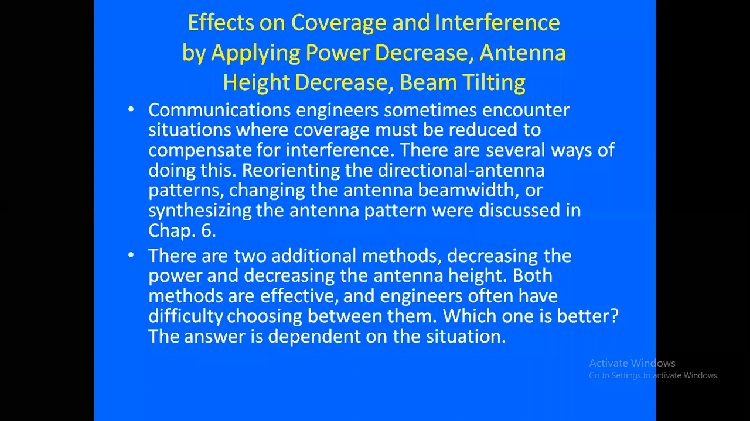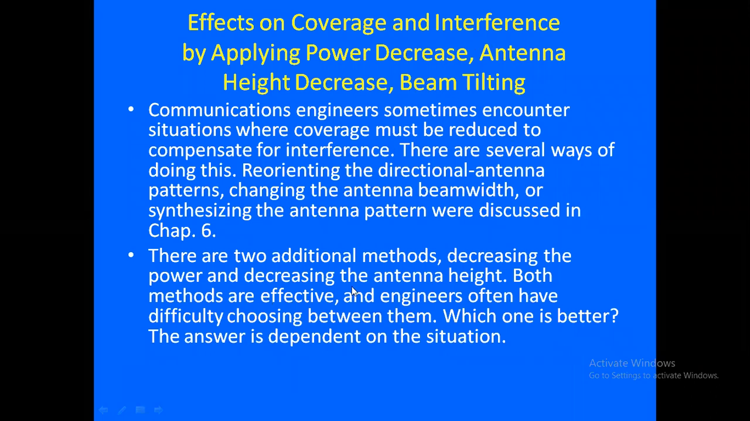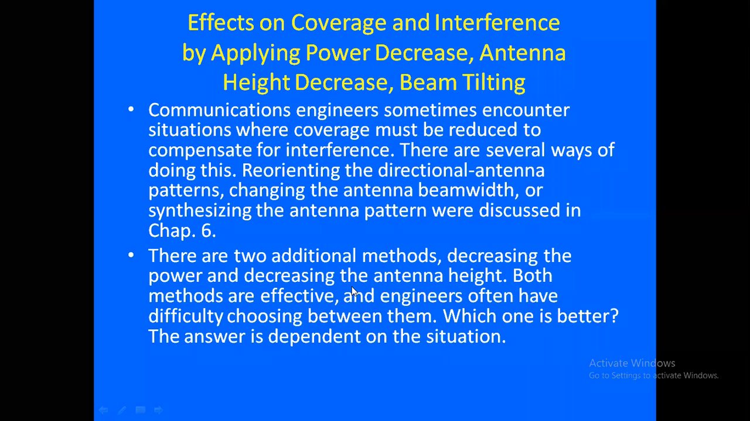These two techniques will reduce the interference. What are those? Decreasing the power and decreasing the antenna height. This will compensate for the interference. Both methods are effective and engineers often have difficulty choosing between them. Which one is better? The answer depends on the situation.